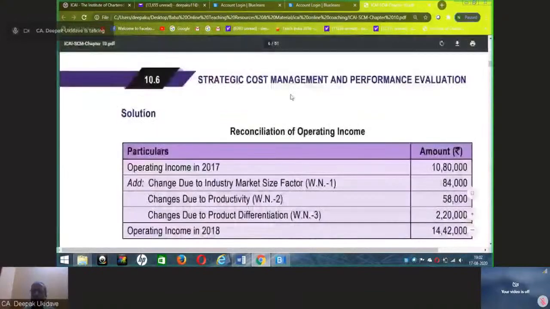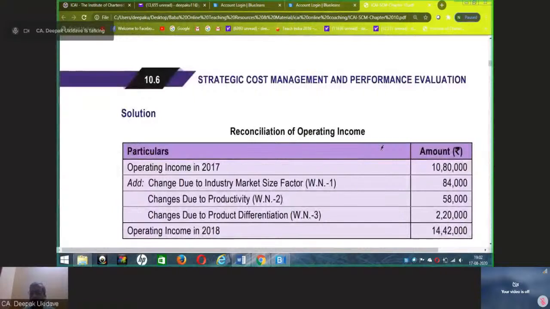That's why I'm annotating every figure every time. 84,000 is working note 1. Any questions you can ask. And the title is change due to industry market size factor, or you can say growth factor. Growth factor, working note 1, 84,000.